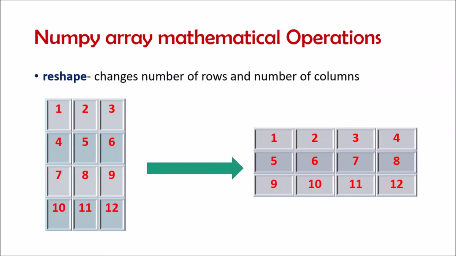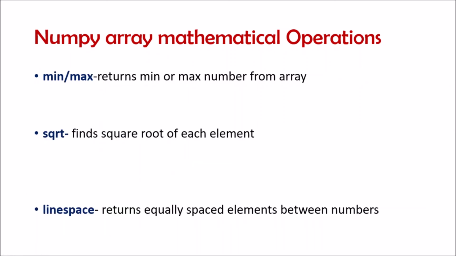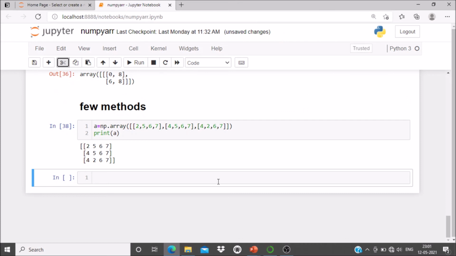Now you can reshape the numpy array. Reshape means you are changing the number of rows and number of columns. For example, here is 1 2 3 4 5 6 7 8 9 10 11 12. It has 4 rows and 3 columns. Now there are various other mathematical operations that you can perform on numpy, that is min and max. You can calculate the minimum or maximum number from the array. You can find the square root of each element of the array, and linspace returns equally spaced elements between the numbers. So we will have this in the numpy array.